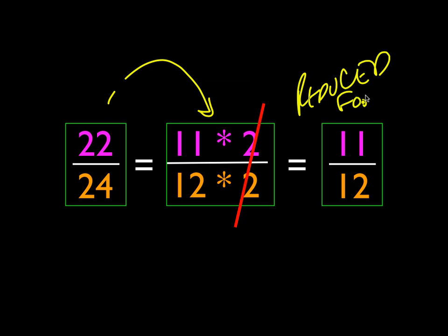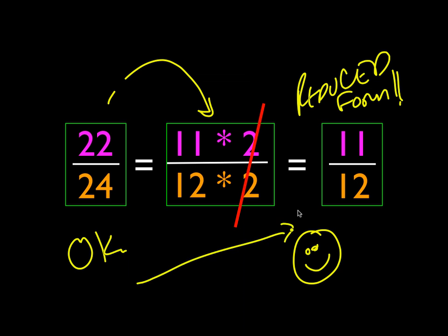Reduced form. And that's better. It's not like this was wrong. This was okay, but this one is better. That one's better, okay? So it's sort of thought of as tacky. You know, you're showing that you don't have the best game if you leave your fraction looking like this. But if you change it so that it's in reduced form, then you're showing how cool you really are.